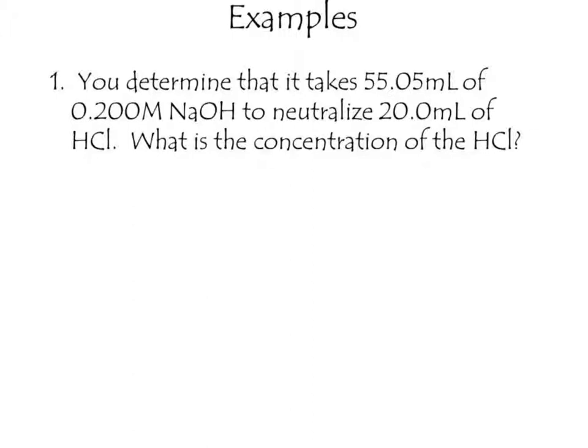So in this example, you did a titration and determined that it takes 55.05 mL of your base, 0.200 molar NaOH, to neutralize 20 mL of your hydrochloric acid. What is the concentration of HCl? So let's go ahead and take our base, and here's our acid.